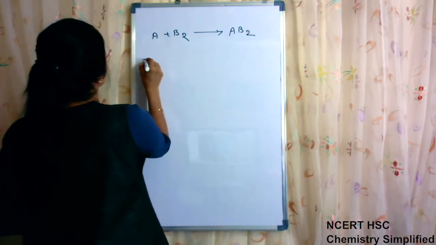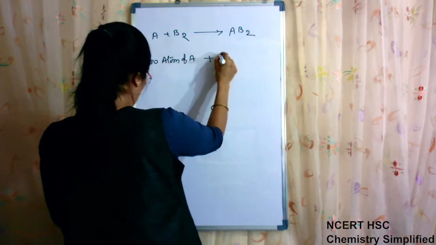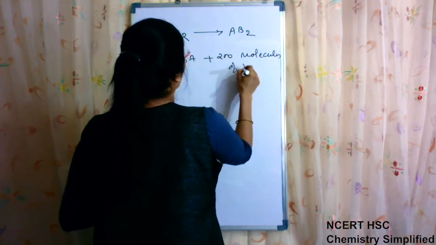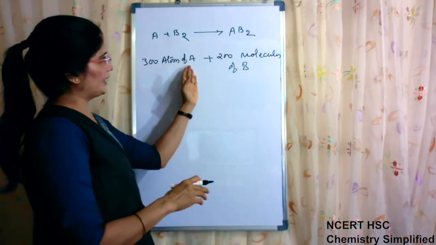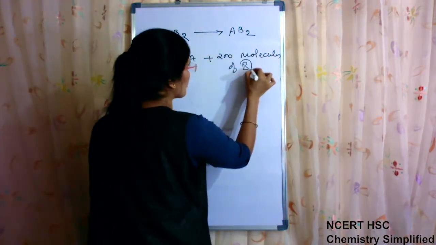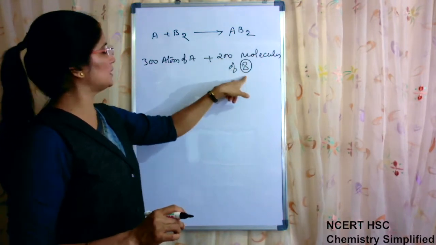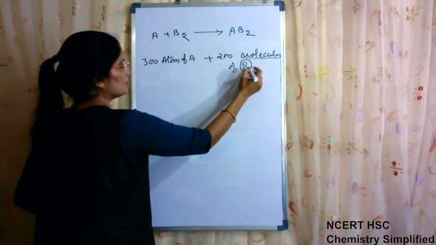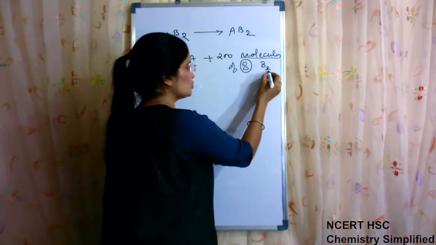If 300 atoms of A react with 200 molecules of B. Now see, in your book it is written like this: 300 atoms of A react with 200 molecules of B. So it may be confusing to some of you that actually they are talking about 200 molecules of B, and here it is written B2. So actually they are saying the word molecule, that means they are talking about B2. So if it confuses you, you can write B2 also in place of B.